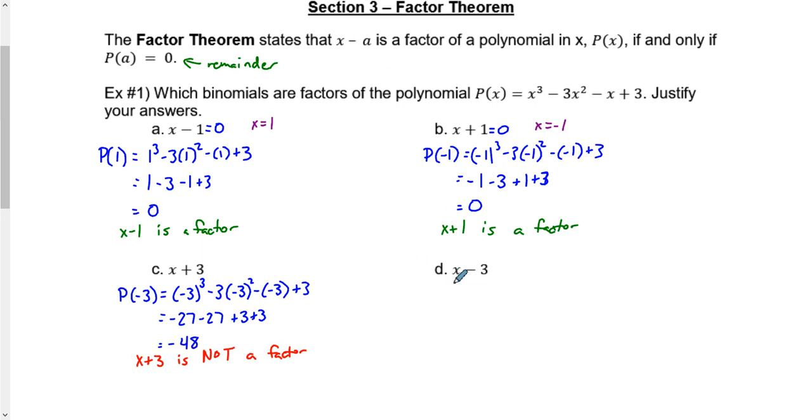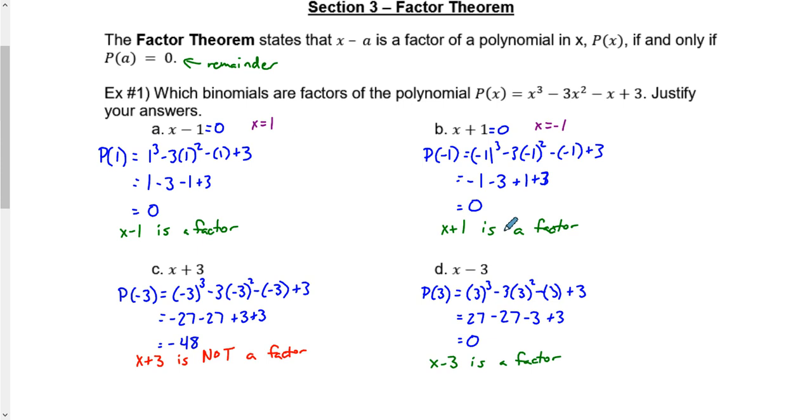And last but not least, let's check out this one. What about if we plugged in positive 3? So 3 cubed, subtracting 3, multiplied by 3 squared, subtracting 3, adding a 3. So 27, subtracting 27, subtracting 3, adding 3. Yep, that comes out as 0. So that says that x subtract 3 is a factor.